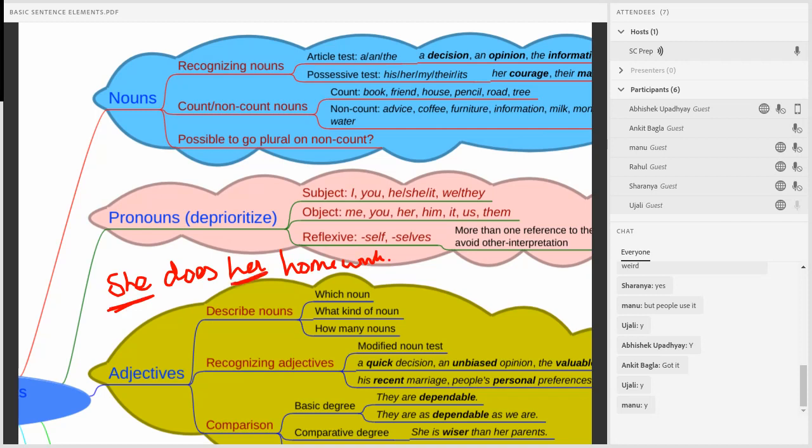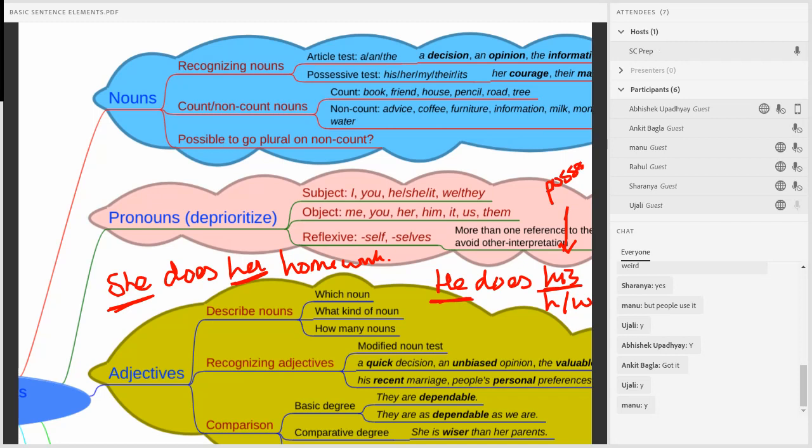Let me start with the his example first. He does his homework. Now, he is in the subject position. His is something called the possessive form, I mean, the possessive form of the pronoun. It means something belongs to him.